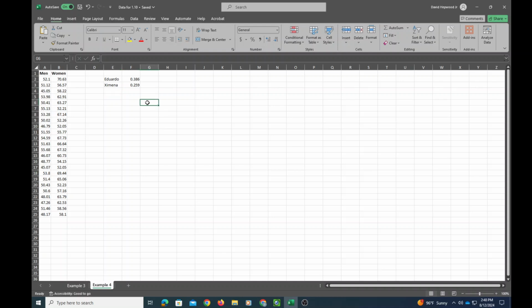So it looks like Eduardo is at the 39th percentile for men, and Jimena is at the 26th percentile for women. So Jimena is closer to the top of the pack than Eduardo is. Jimena is closer to the top for women than Eduardo is for men, which means that relative to their sex, Jimena did better. Okay, so let's write those down. We'll say Eduardo's at the 39th percentile, Jimena is at the 26th percentile.